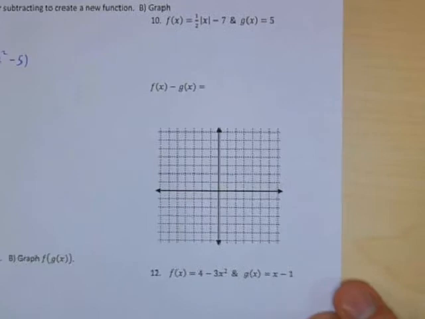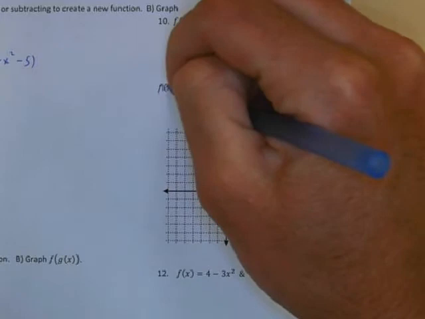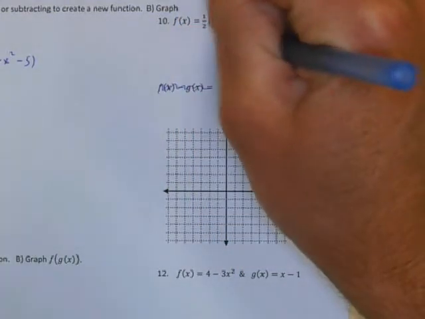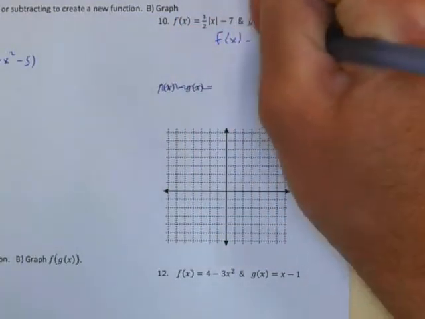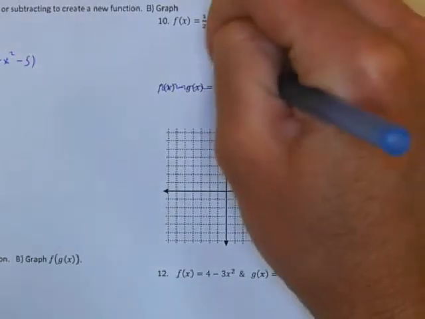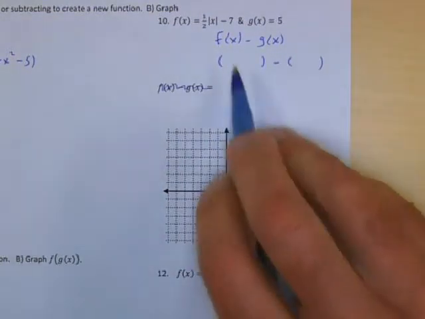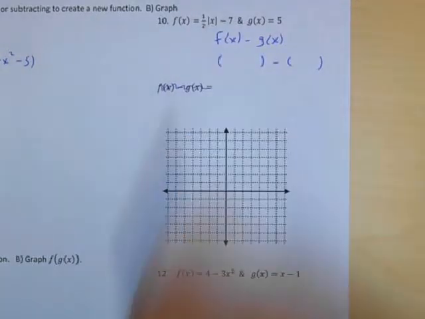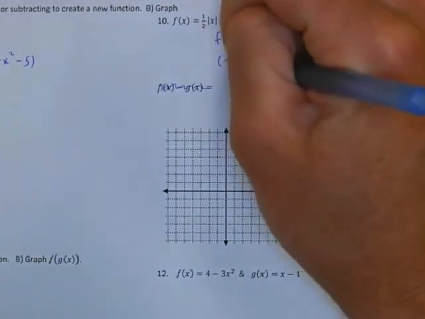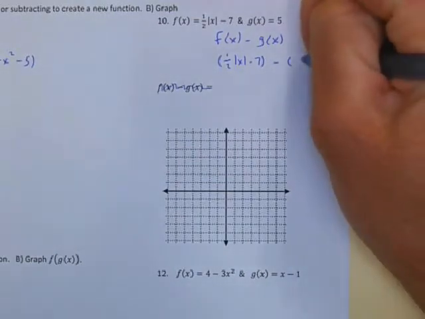All right, moving on to number 10. Okay, number 10. Now we want to find f of x minus g of x. So again, don't worry about this too much. We want to find f of x minus g of x. Okay? All right, so that means we're going to find something minus something else. Okay, well, what is my function f of x? Well, it's 1/2 times the absolute value of x minus 7. Minus our function g of x is just 5.